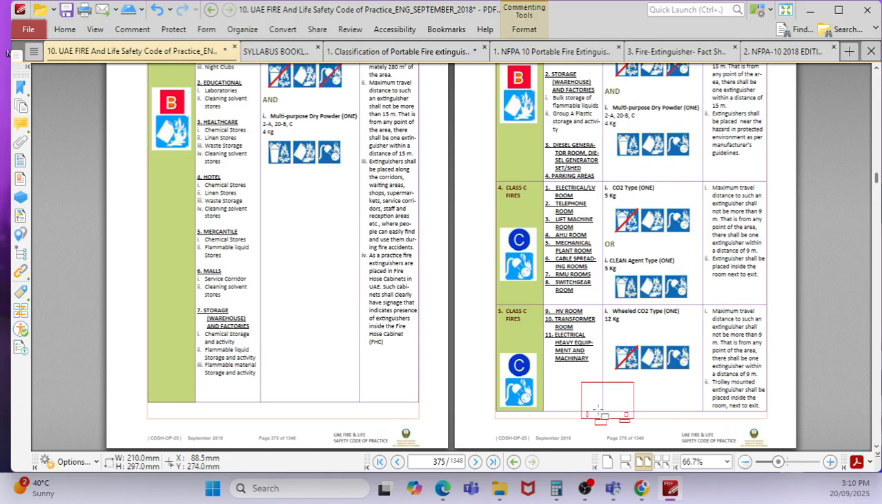It is not allowed to keep the extinguisher somewhere behind the area. It should be near the entrance, on the left side. If somebody comes, the fire extinguisher should be very easy to access.